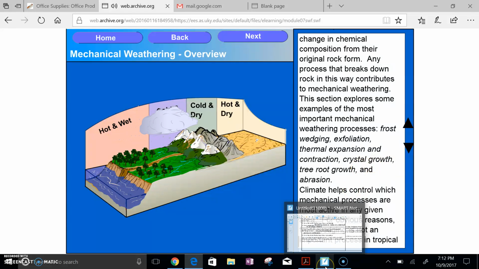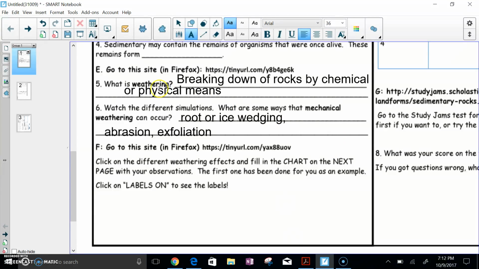If you look at your worksheet, you just have two questions to answer. We have, what is weathering? Weathering is the breaking down of rocks by chemical or physical means. So it's when you break rocks into smaller pieces.